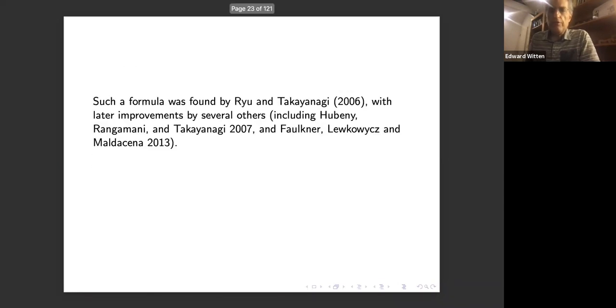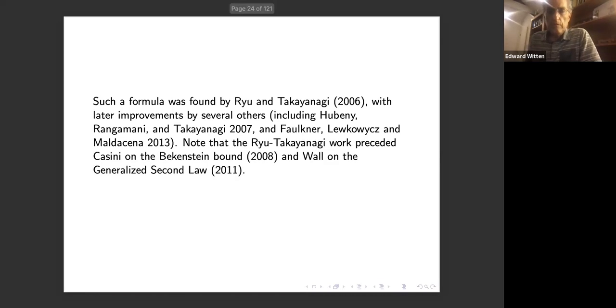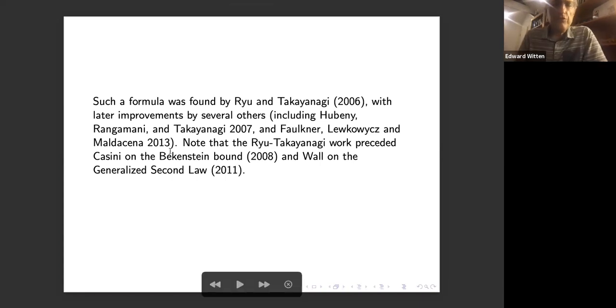It was found by Ryu and Takayanagi, with later improvements by several others, and I'll mention a couple of the improvements. And note that the Ryu-Takayanagi work actually preceded the things I've primarily told you about. Cassini and the Bekenstein bound and Wall and the generalized second law were a couple of years after Ryu and Takayanagi, but before Ryu and Takayanagi was put in this framework that I'll try to put it in for the rest of the lecture.